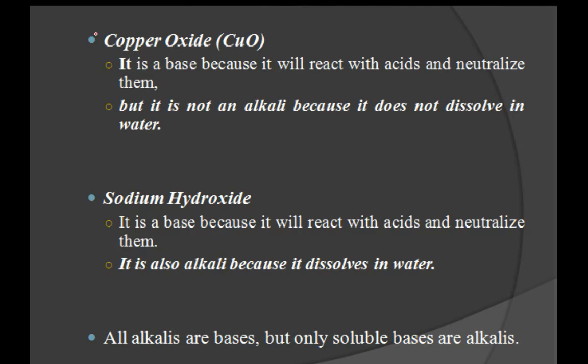So what are we saying? Let us take for example copper oxide. Copper oxide is a base. It's a metallic oxide. And why is it a base? Because it's going to react with acid and neutralize the acid, giving us salt and water. You understand me now? But it is not an alkali. Copper oxide is not an alkali, and that is because it is an insoluble base. It will not dissolve in water.